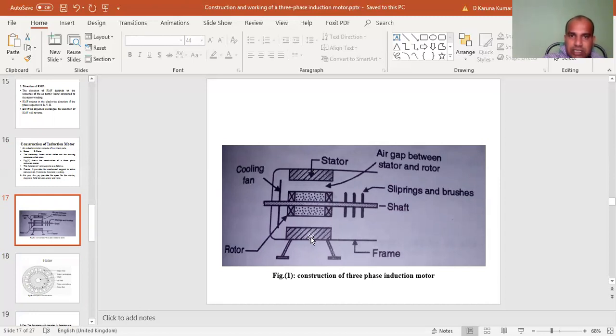This part is called the stator. This part is the rotating part. The stator is the stationary part, and the rotor is the rotating part. This part is called the rotor. This part is called the cooling fan. This is the air gap between the stator and rotor. This is called the frame or yoke. This is called the slip rings and brushes. This is called the shaft.